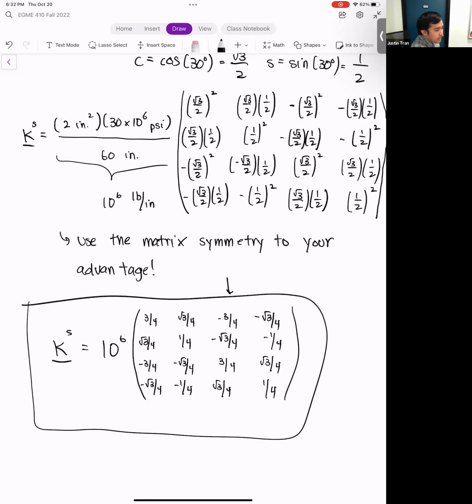All right, so that's my strategy, and that's my approach to plugging in for these element stiffness matrices. Any questions on that example there?